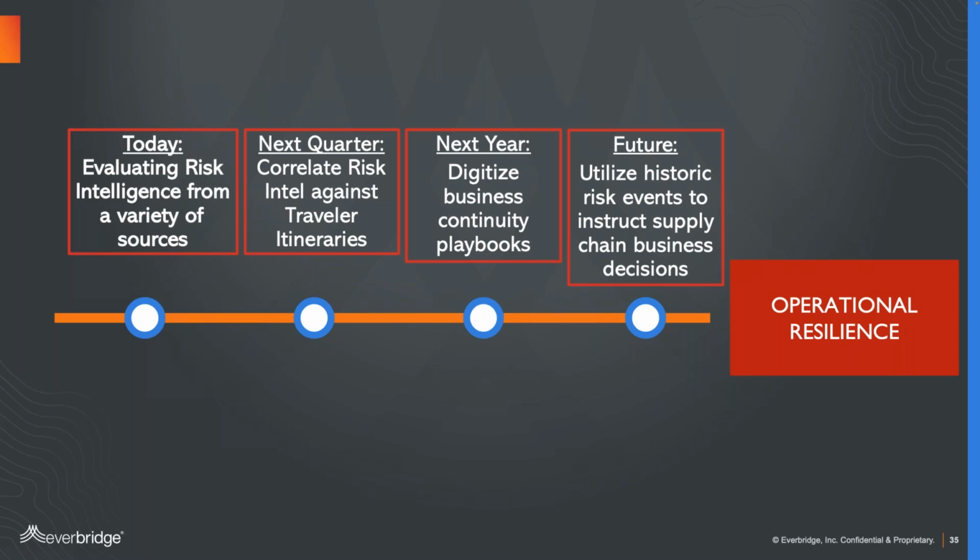We want to increase that. That's our next step. We're setting these goals for ourselves. Next year, we want to digitize our business continuity playbooks. In the future, we want to utilize historic risk events to instruct supply chain business decisions. Really starting to get to that optimized focus, but the end game is always going to be operational resilience.